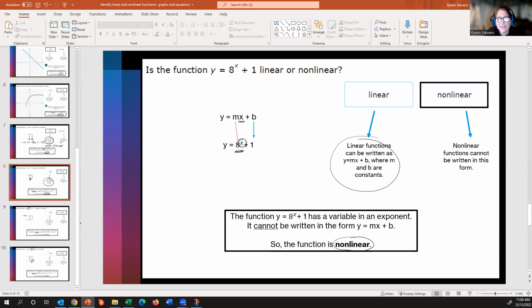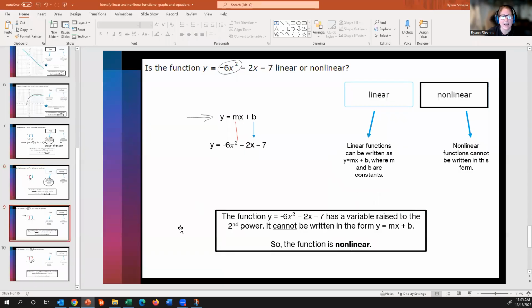A good thing to remember when you're determining if these equations are linear or nonlinear is if the variable has an exponent, if the variable is an exponent, or if there is a radical, a square root symbol, all of these are going to be indicators that this is not going to be a linear function.